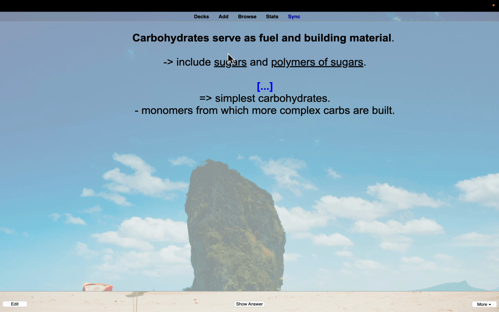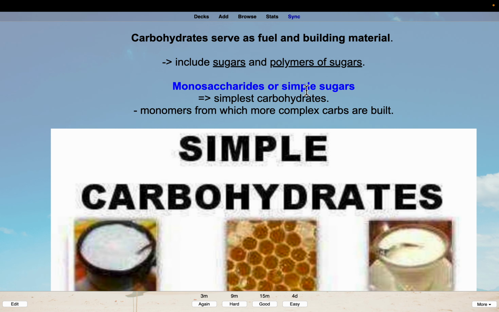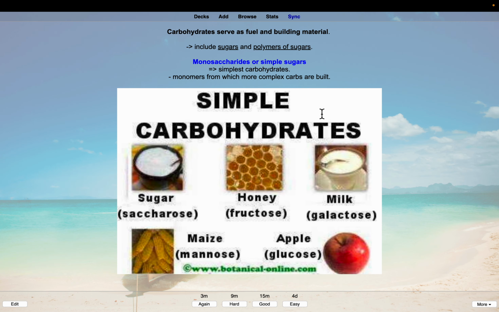Next, carbohydrates serve as fuel and building material. They include sugars and polymers of sugars. The simplest carbohydrates are monosaccharides, or simple sugars. They are monomers from which more complex carbohydrates are built. So we have sugar or saccharose, honey is fructose, milk is galactose, maize or basically corn is mannose, apple is glucose.